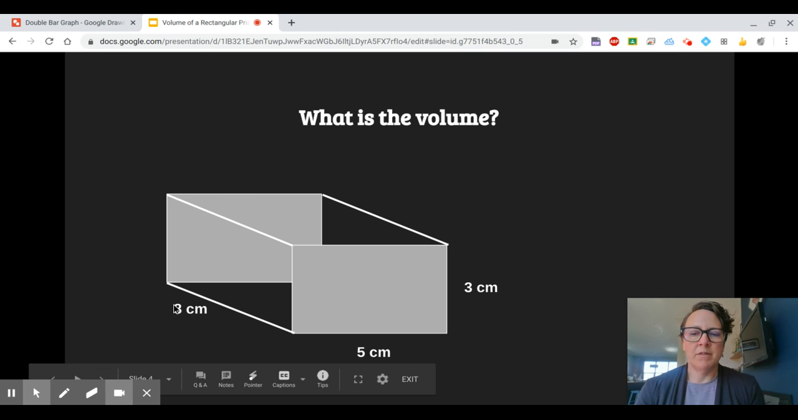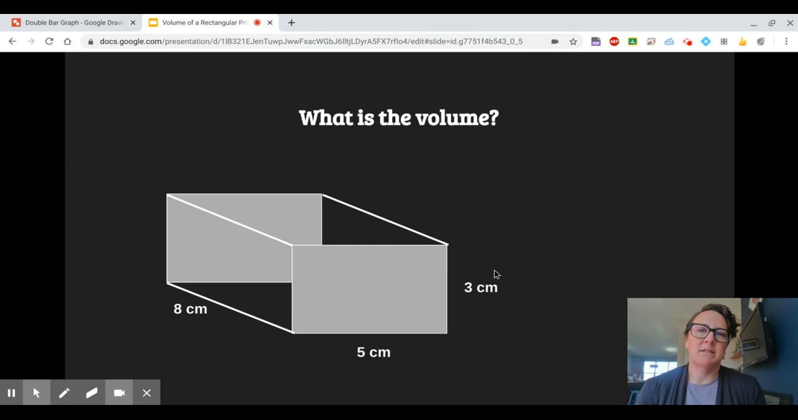Well, the bottom layer here, which is the 8 by 5, 8 times 5 being 40. And then you would have 40 going up 3 times. So 40 times 3, that makes it 120 centimeters cubed. And the reason that we use cubed, that little 3, is because it's a three-dimensional object.